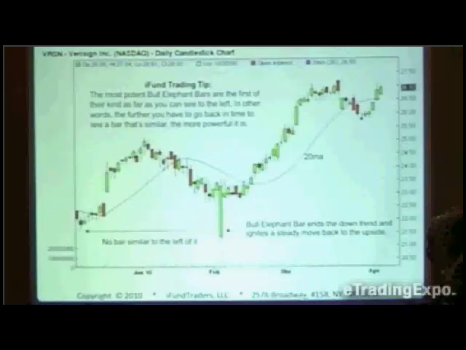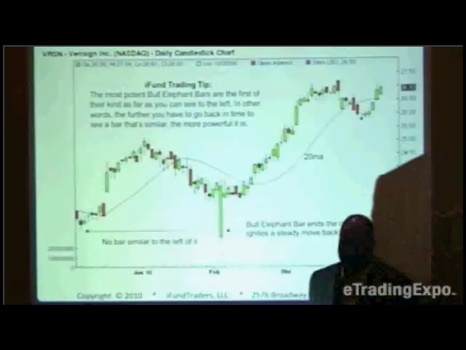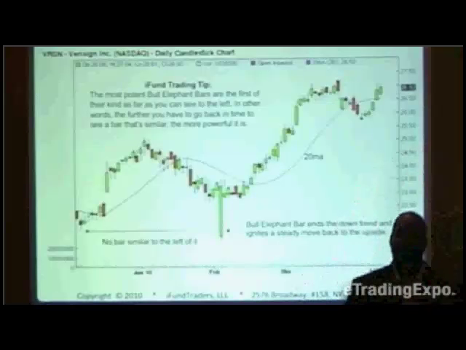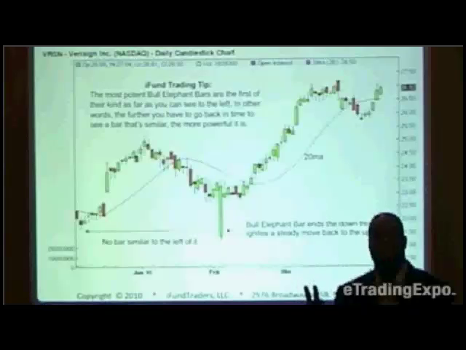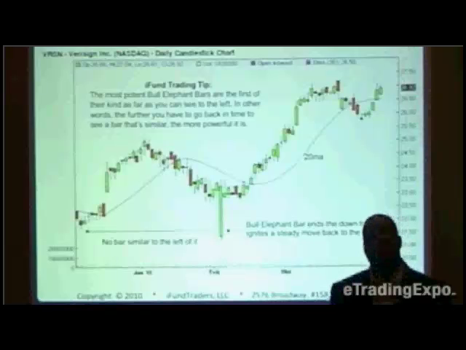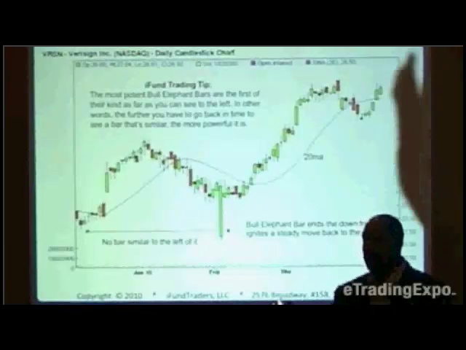The beautiful thing about bull elephants and bottoming tails, guys, is that they can only be created by institutional agreement. Think of this for a second. Let's assume that every stock has 10 institutional players that play the stock. Each institutional player has $1 billion that they use in that stock. That's a pool of 10 billion.